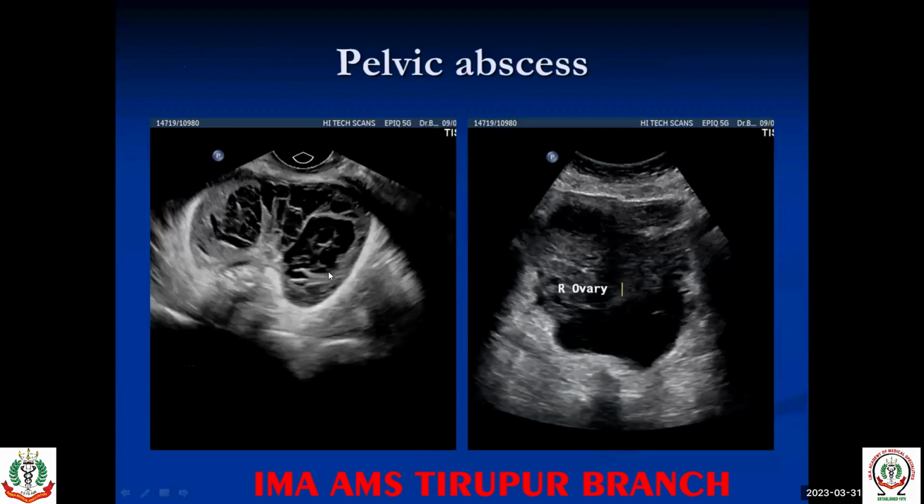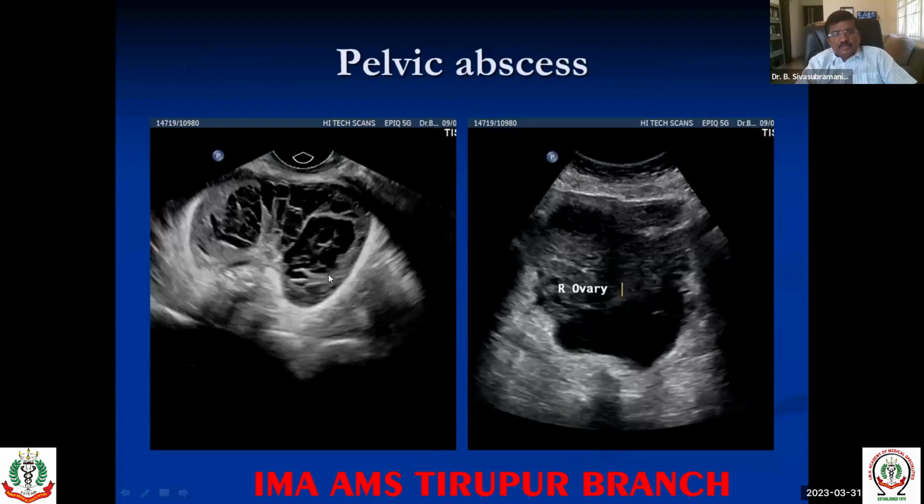So here's a female patient where you have a right ovary. Surrounding the right ovary, there's a collection here. And in the pelvis, there's again a collection. You can see thick septa and thin septa and fluid with internal echoes. This was a pelvic abscess in a female patient.